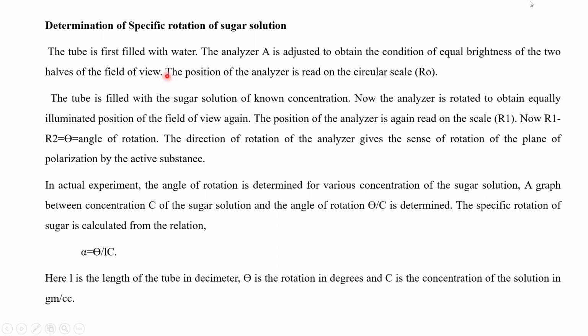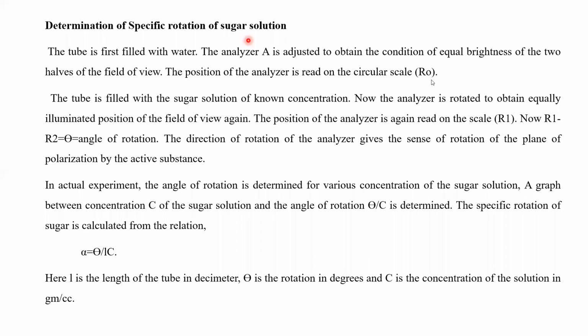We can measure the specific rotatory power of the given sugar solution. The tube is first filled with water. The analyzer A is adjusted to obtain the condition of equal brightness of the two halves of the field of view, and the position of the analyzer is read on the circular scale as R0. So now we first fill the tube with water, adjust the analyzer and the scale so that the light has equal brightness, and the reading at that position is noted as R0.